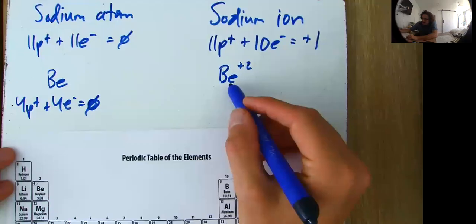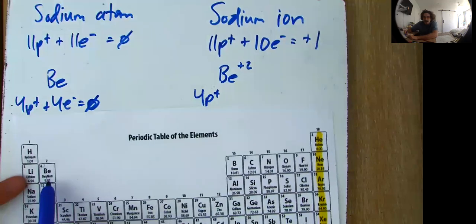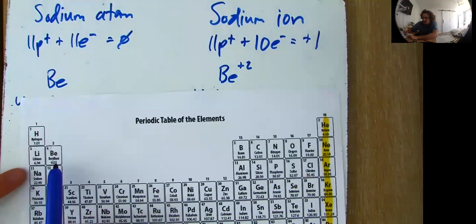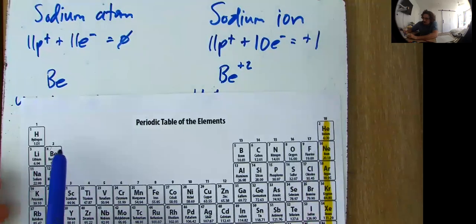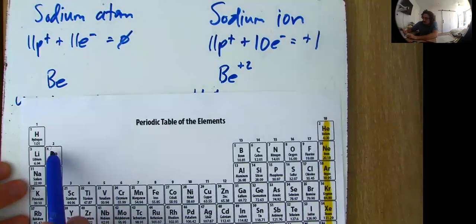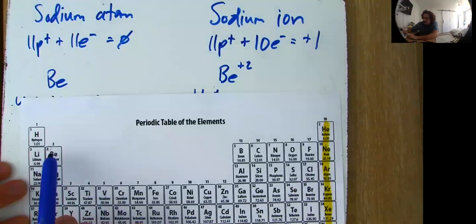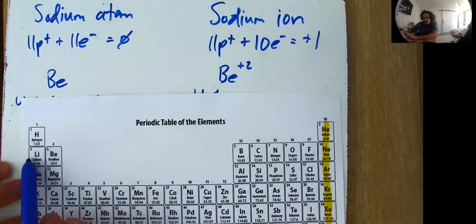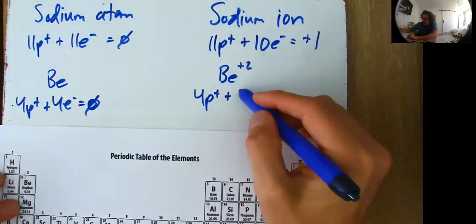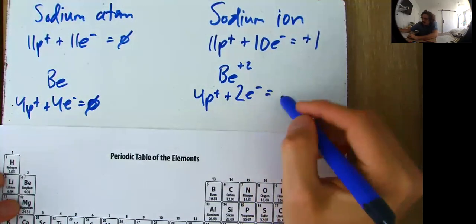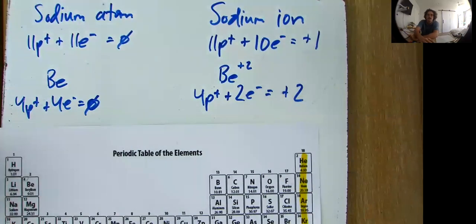The beryllium ion has 4 protons. But what's the closest noble gas? What is the closest noble gas element to beryllium? Remember, these are the noble gases over here highlighted. So it's not going to be neon this time. The closest noble gas to number 4 is number 2, helium. So beryllium will actually lose 2 electrons and only have 2 electrons in the end. And the charge is going to be a +2. Why? Because 4 positives plus 2 negatives is a +2.